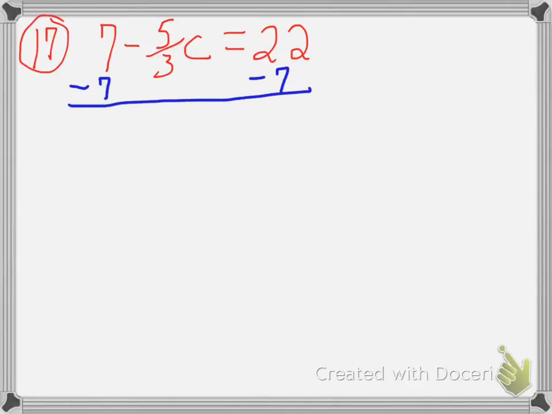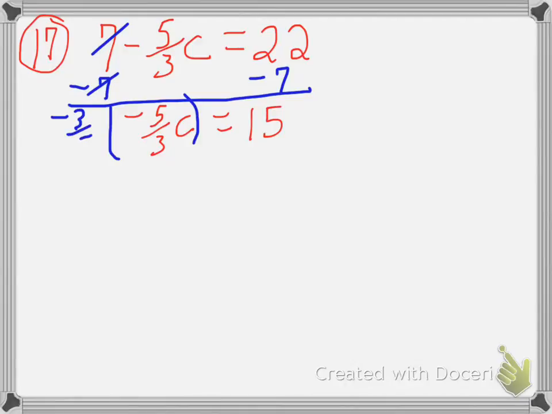And when I do that, the 7's cancel. That leaves us with a negative 5/3 c equals 22 minus 7 is 15. Now I have to get rid of the negative 5/3. That's negative 5/3 times c, so the opposite operation there would be multiplying by the reciprocal. So I'm going to multiply by a negative 3/5, and come over here and multiply by a negative 3/5 as well.